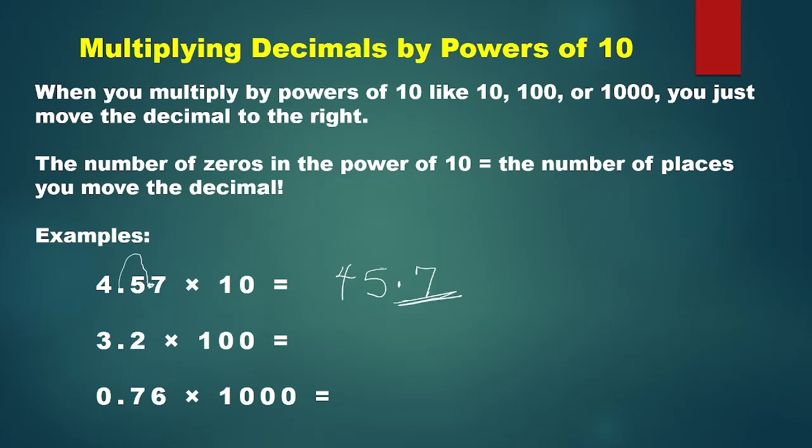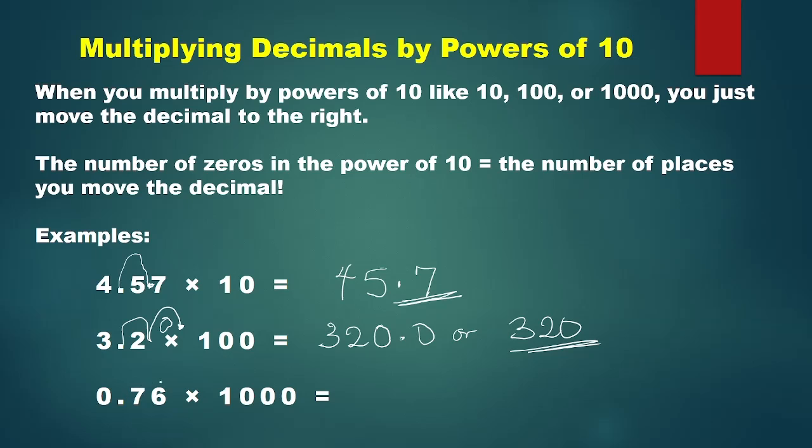Now, 3.2 times 100. Here, I need to move my decimal point 2 places to the right because I have 2 zeros in 100. So, 1, 2. Now, there is no number for me to move the point over. So, I'll just put a placeholder 0. So, the answer to that question will simply be 3, 2, 0. Now, because there is no number after it, it can be 320.0, or you can just leave it as 320 because 0 means nothing.